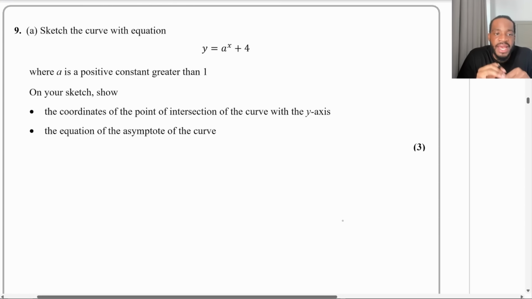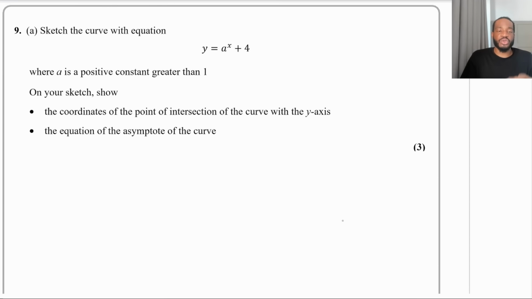All right, so part A says, sketch the curve of equation y equals a to the x plus 4, where a is a positive constant greater than 1. On your sketch, show the coordinates of the point of intersection of the curve with the y-axis, and the equation of the asymptote of the curve. It's just an exponential graph.